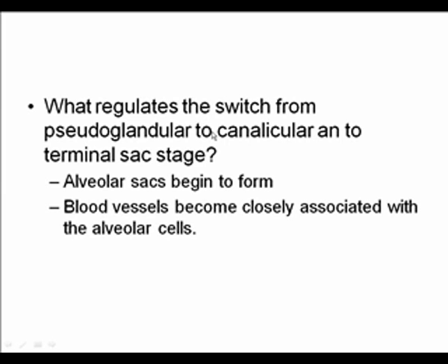Now, the question is, what happens that allows for this switch from the pseudoglandular period to the canalicular period and then to the terminal sac stage? What causes the alveolar sacs to begin to form? In addition, what happens that allows for the blood vessels to proliferate rapidly and become associated with the alveolar cells? And those signals are not well known at this time.